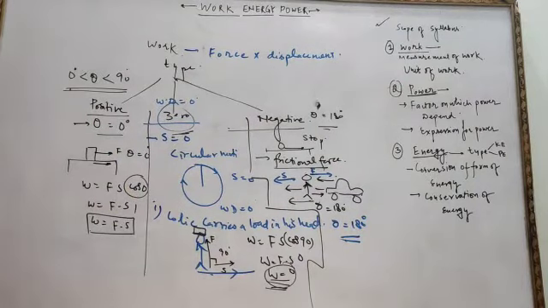So I hope you all have understood what we mean by work, what the unit for work is, what the relationship between the CGS and SI units of work is, and the different types of work. Now we'll solve one numerical.